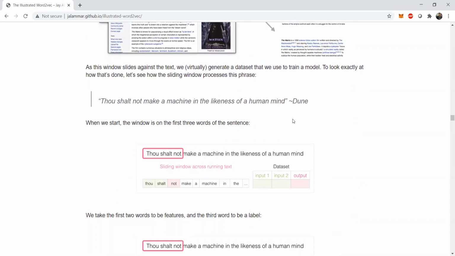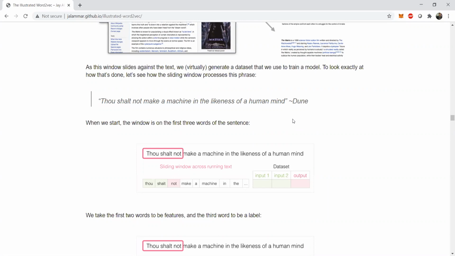Now, if we take this example, "Thou shalt not make a machine in the likeness of a human mind." This is a quotation from Dune. Now, when we start, if we take a window size of 3, the window is on the first 3 words of the sentence. That implies thou, shalt, and not. Now, in the data set that gets formed, we can have 2 inputs, that is input 1 and input 2, and a corresponding output label.